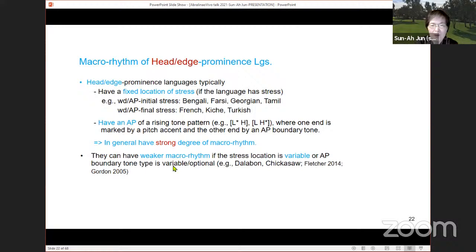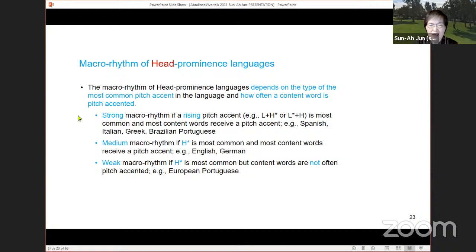And how about the macro rhythm of head-prominence languages? It depends on what type of common pitch accent they have, and also how often a content word is pitch accented. If the most common pitch accent is the rising pitch accent, as in Spanish or Italian or Greek or Brazilian Portuguese, with L+H* or L*+H, and mostly each content word tends to have a pitch accent, then their macro rhythm is strong. On the other hand, in English or German, H* is the most common pitch accent, and most content words do get pitch accent. So they have a medium-level macro rhythm. But in European Portuguese, H* is the most common pitch accent, but content words are not often pitch accented. So they have a weak macro rhythm.